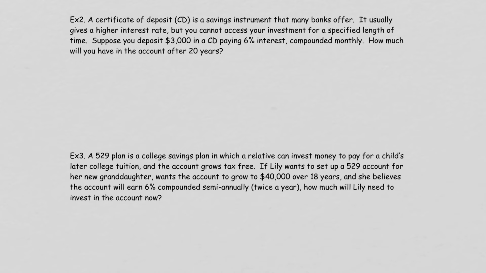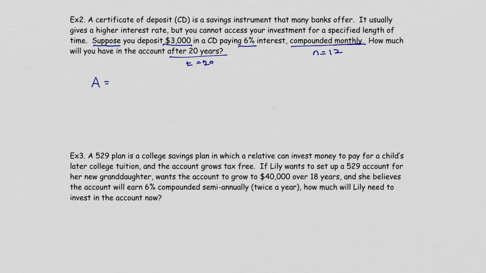So this problem, they explain what's a CD and what's bonds and all that information, but the actual problems start from here, right? It says, suppose you deposit $3,000 in a CD paying 6%. So this is the principal, this is the interest, compounded monthly. Compounded monthly means n equals 12. How much will you have in the account after 20 years, right? That's going to be t equals 20 years. So again, they're looking for the total amount.